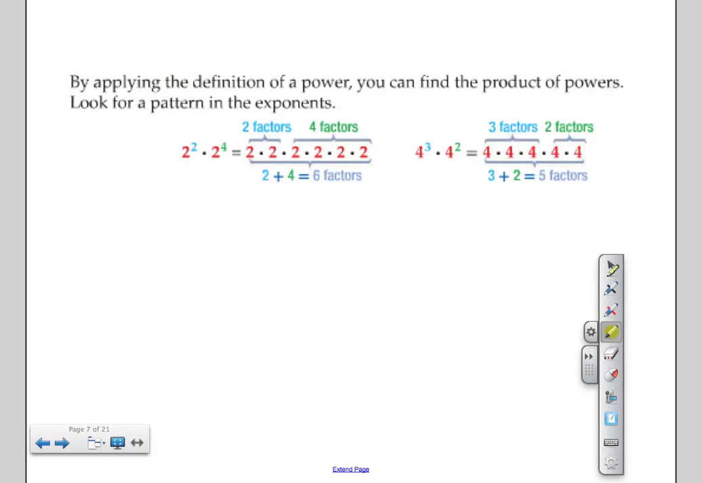So if you know that 2 to the power of 2 means 2 times 2, and you know that 2 to the power of 4 means 2 times 2 times 2 times 2, how many factors do we have? In the first one, we have 2 factors. In the second one, we have 4 factors. So 2 plus 4 is how many factors of 2 do we have? 6. So the other way to write this is 2 to the power of 6, because 6, the exponent, is telling us how many factors there are of 2.